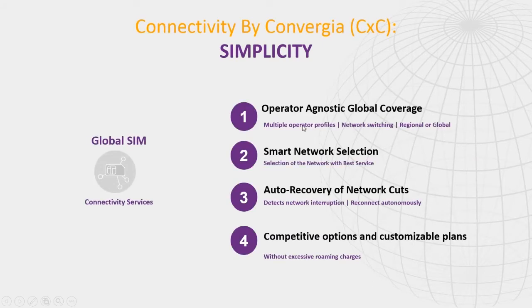So why Convergia? Because it's simple. We're agnostic. We're not tied to one carrier. We can have multiple carriers, so we have smart network selection. If a signal goes down, it automatically goes to the next one, and we can have competitive options. So based on the need, the coverage and the price, we have an offer for what you want.